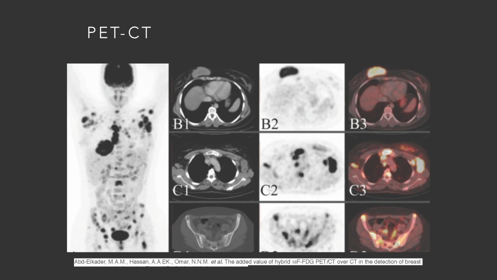The second column are CT images. So that's B1, C1, B2, C2, those are the PET images. And then the B3, C3, that is the PET overlaid with the CT. So we're looking at the PET activity on top of the CT. So that's the difference between all those images.